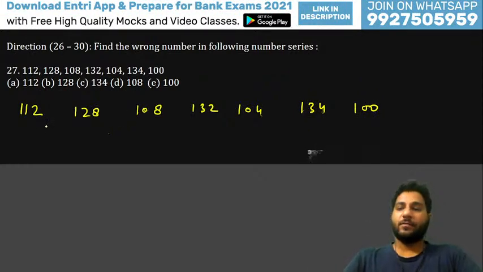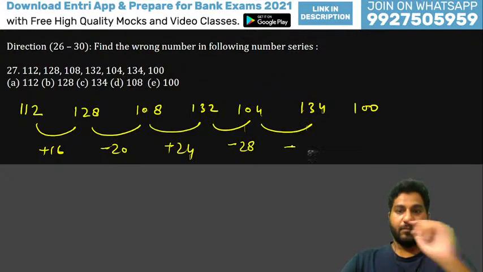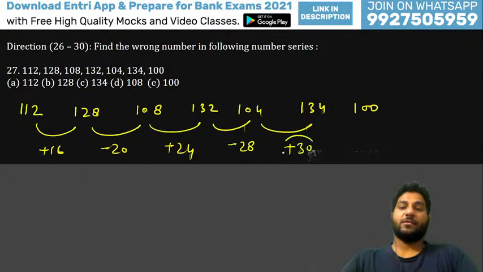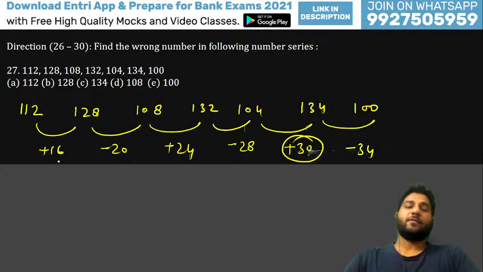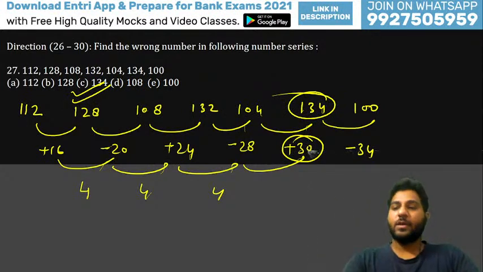Look at this. Okay. Plus 16, minus 20, plus 24, and here plus 24 minus 28. Okay, plus, look at this, 30. I believe this is the wrong one, and again minus 34. So let's find out. The difference is 4, 4, 4. The next one must be 4. Okay, so your option, 134 is the wrong number. It is wrongly placed. So we have got it. Easy.